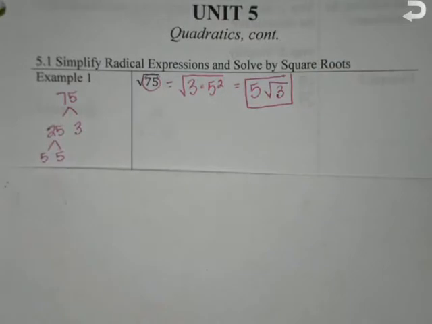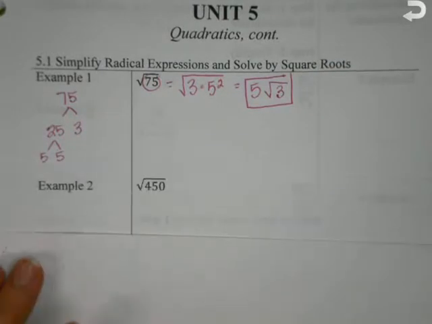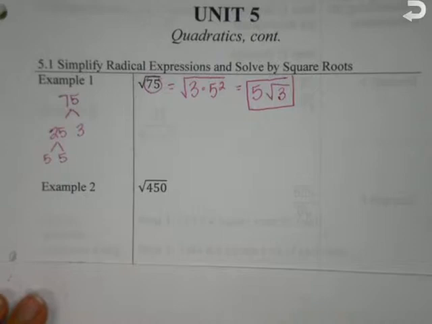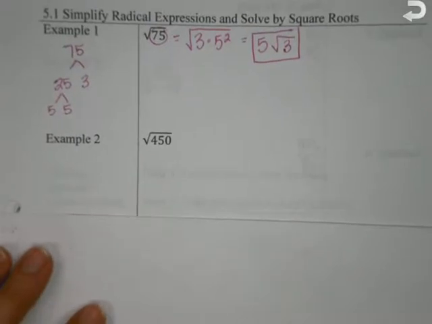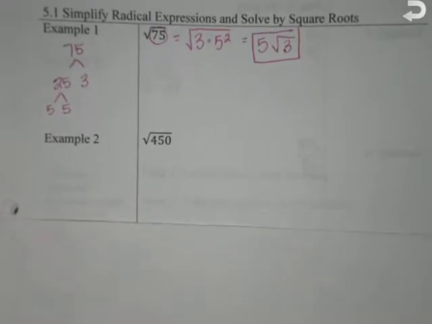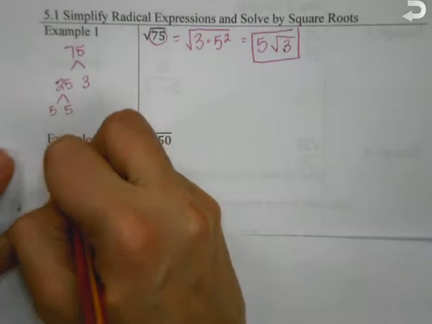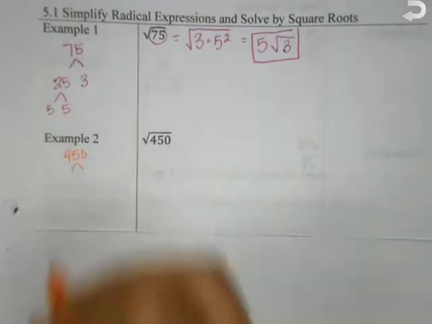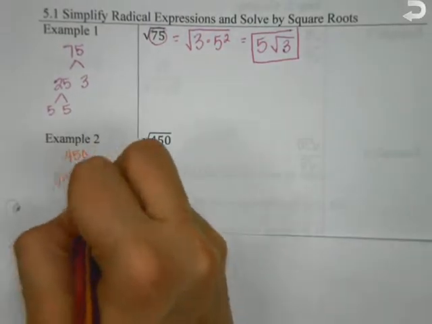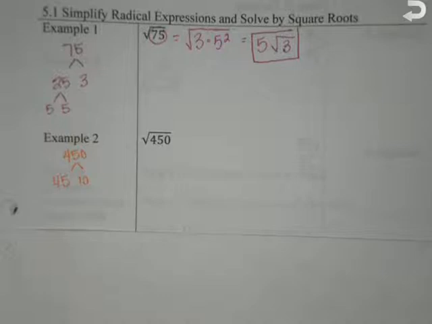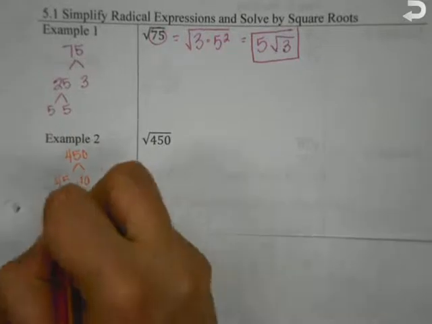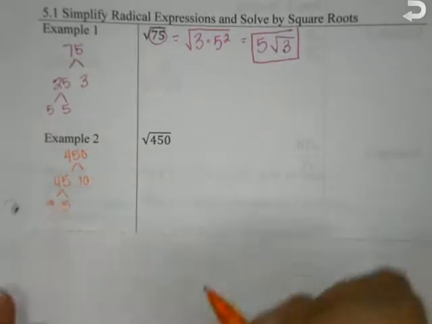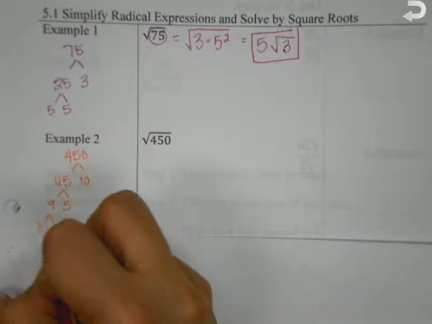Okay, example 2. Square root of 450. So let's try and break 450 down. How can I break up 450? 45 and 10 works. Does 45 break down even more? Yeah, to what? 9 and 5. And 9 breaks down to? 3 and 3. What about 10? 5 and 2.